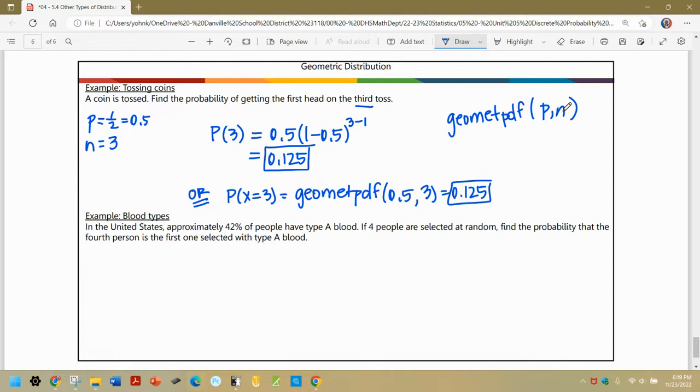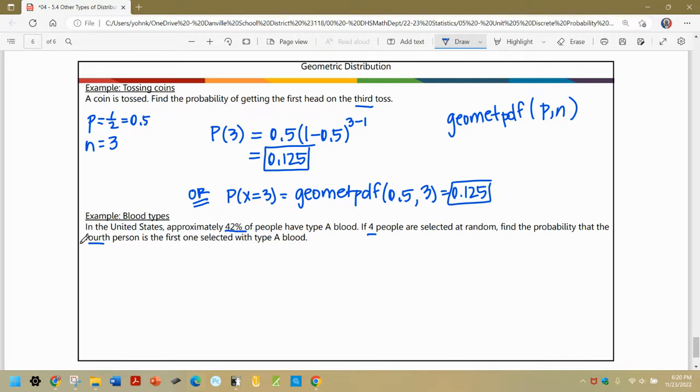All right, last question, kids. In the United States, approximately 42% of the people have type A blood. If 4 people are selected at random, find the probability that the 4th person is the first one selected with type A blood. So 42% of the people have type A blood. I want to know, if I pick 4 people at random, what's the probability that the first type A blood person is on the 4th pick?